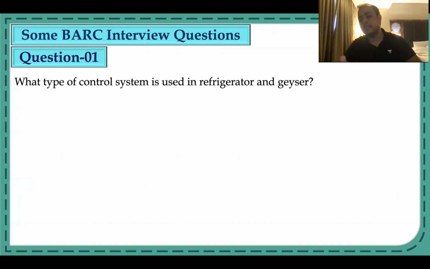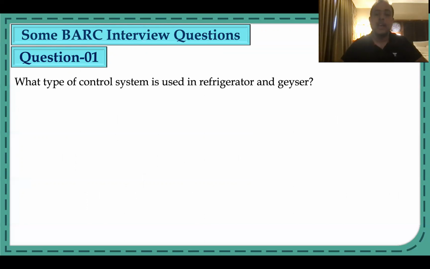What type of control system is used in a refrigerator and geyser? So suppose somebody asks you this question. Now, beta, first take a pause. One thing is very clear to me, that these are 2 temperature control devices. One is used for heating up the water and the other is used for cooling down the things. So the first point that you will start with is that both these devices are temperature control systems.